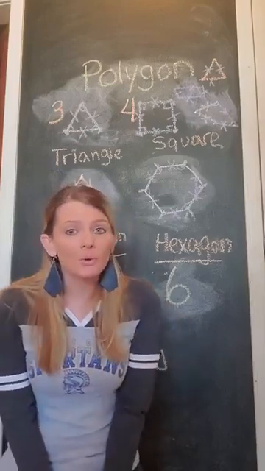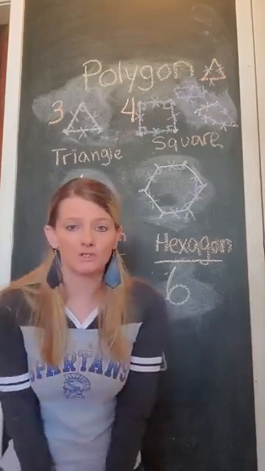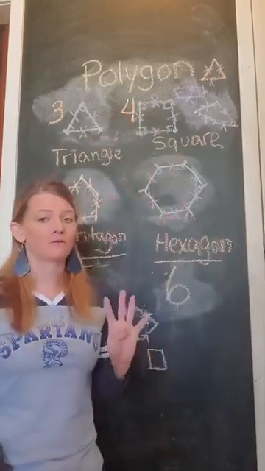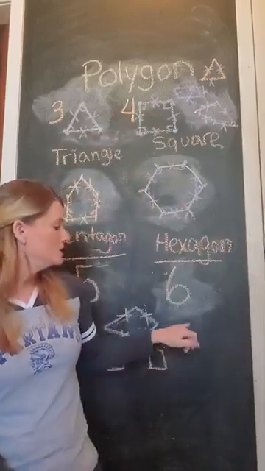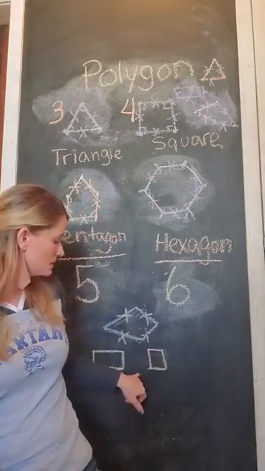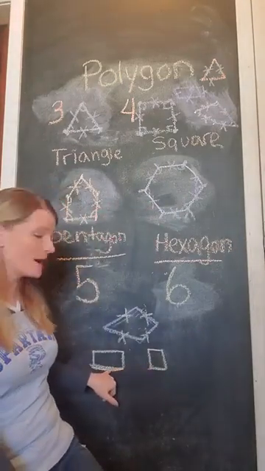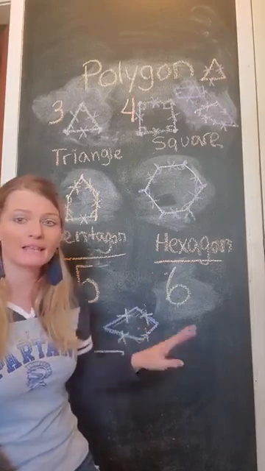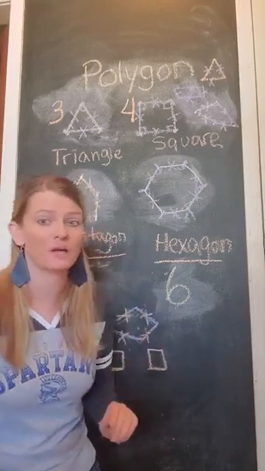So after you find your 3 items that look like a triangle, I want you to find me 4 quadrilaterals. So they could be a square over here, a rectangle. It could be this shape. Anything that has 4 sides, but they have to come together.